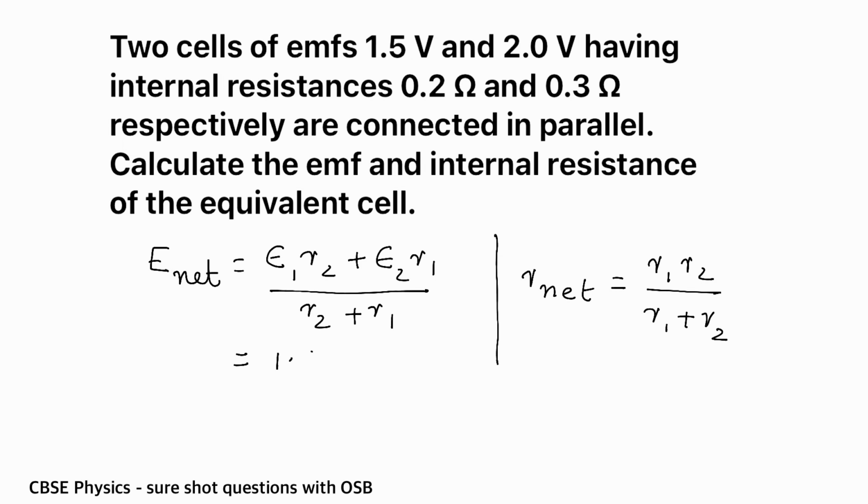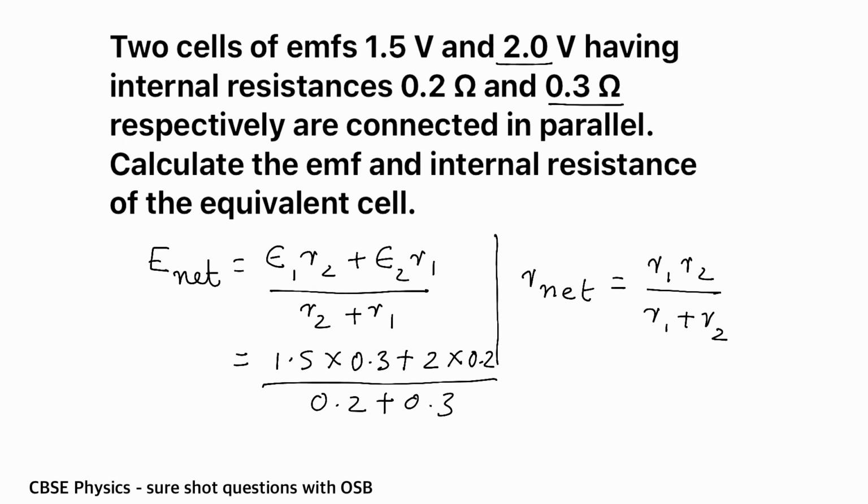So what is that? 1.5 into, what is the R2 value? 0.3, plus what is the E2 value? 2 into, what is the R1 value? 0.2, by 0.2 plus 0.3. On calculating, you will get 1.7 volt. Easy calculation, that's why I'm not doing it.